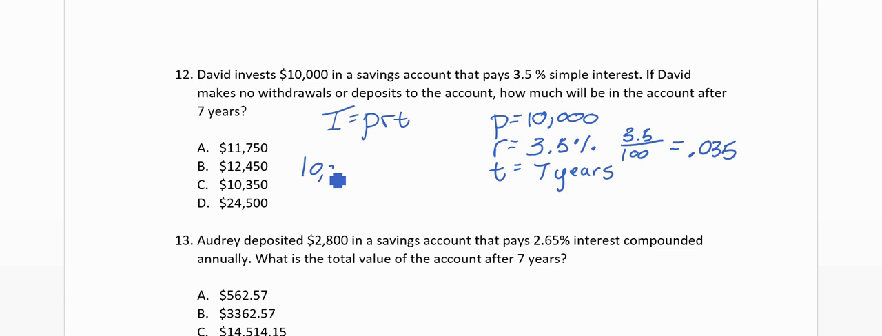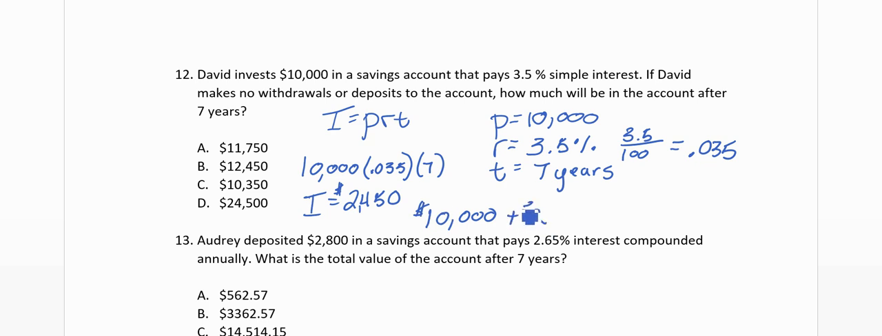And then T is my time, so 7 years. So in my calculator, I'll type 10,000 times 0.035 times 7. Okay, so for my interest, I get 2,450. But I want my total amount after 7 years. So he already had 10,000, and now he has $2,450 more. So I'm going to add the two together to get $12,450.